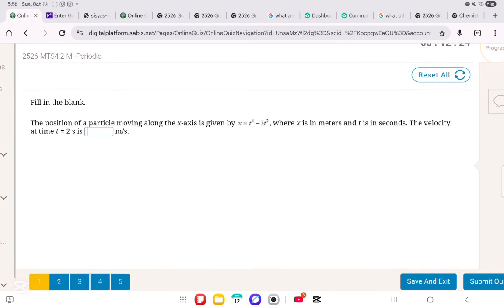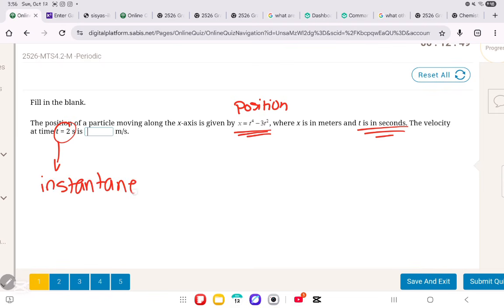So the position of a particle moving along the x-axis is given by this. So this is the equation of position, right? Where x is in meters and t is in seconds, the velocity at time 2. They did not tell us it's average velocity, they told us velocity at a specific time, so this is instantaneous velocity. How do we find instantaneous velocity?